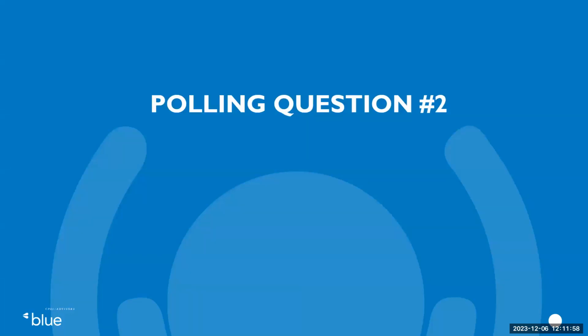All right, so we've got our second polling question. We are interested to know, does your hospital currently prepare your facility's Medicare bad debt listings internally? I know we've got a lot of clients on here, so some of your answers are going to be no.